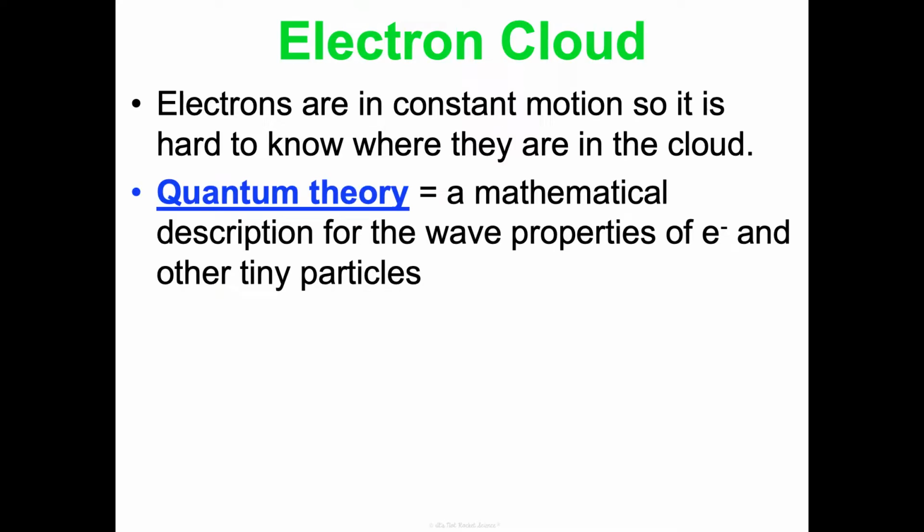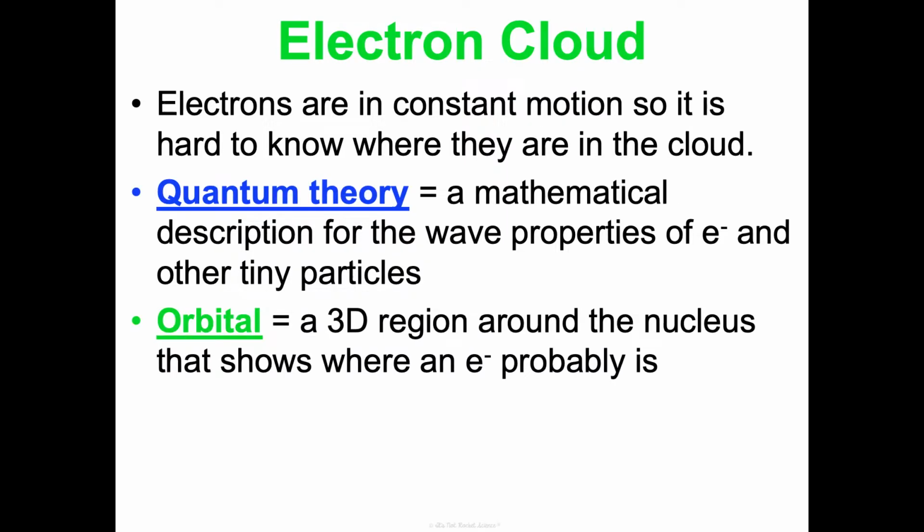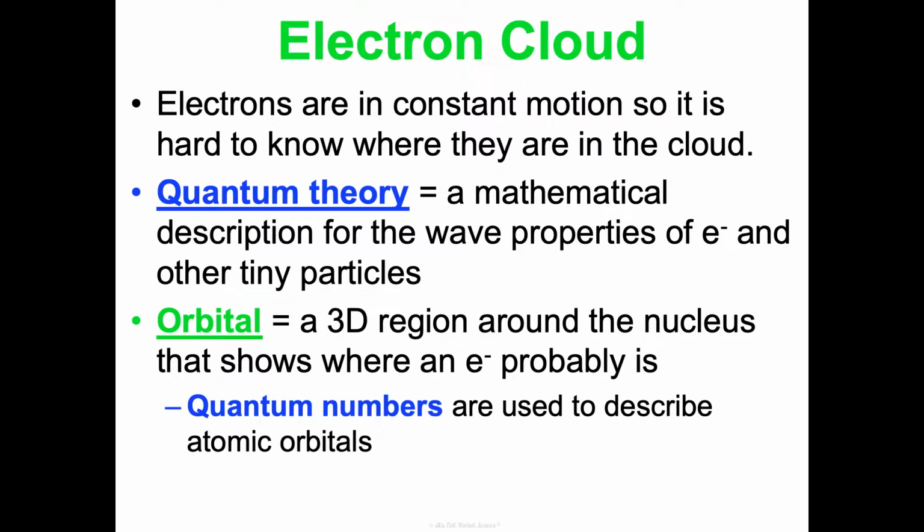Something that helps with this is called the quantum theory. It is a mathematical description for the wave properties of electrons and other tiny particles. And something you're going to see coming up in this concept is the word orbital. This is a three-dimensional region around the nucleus that shows where an electron probably is. So we're going to get a little bit more specific with these orbitals than just the energy level. Now, we use quantum numbers related to the quantum theory to describe these atomic orbitals.